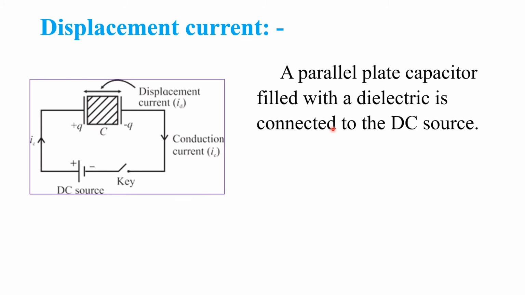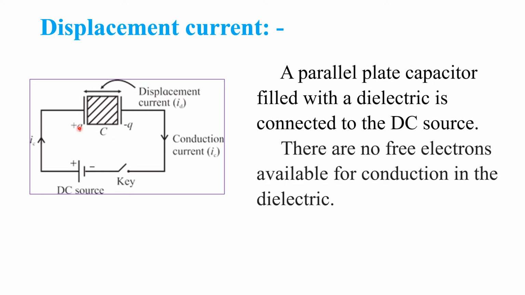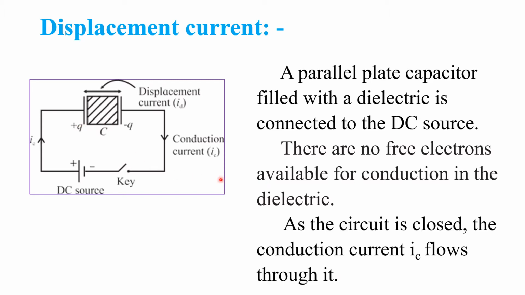A parallel plate capacitor. This is a parallel plate capacitor filled with dielectrics connected to a DC source. There are no free electrons available for conduction in the dielectrics. As the circuit is closed, if we close the circuit by pressing this key, the conduction current IC flows through it.